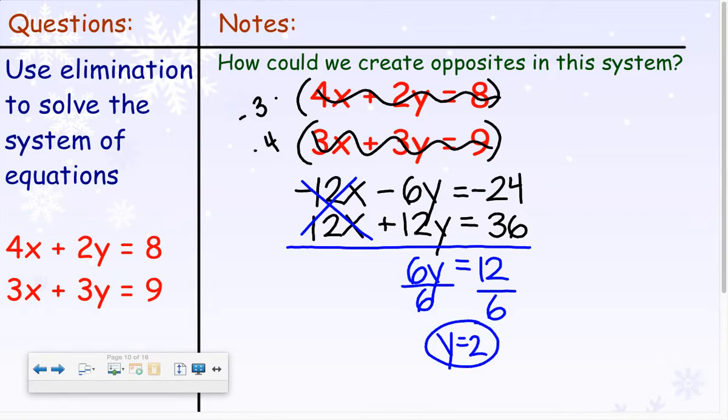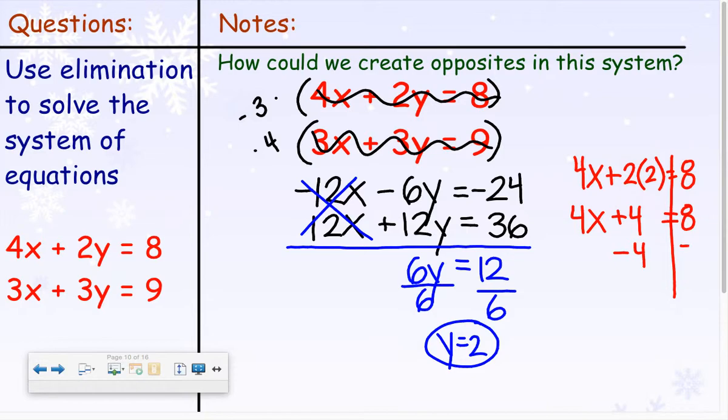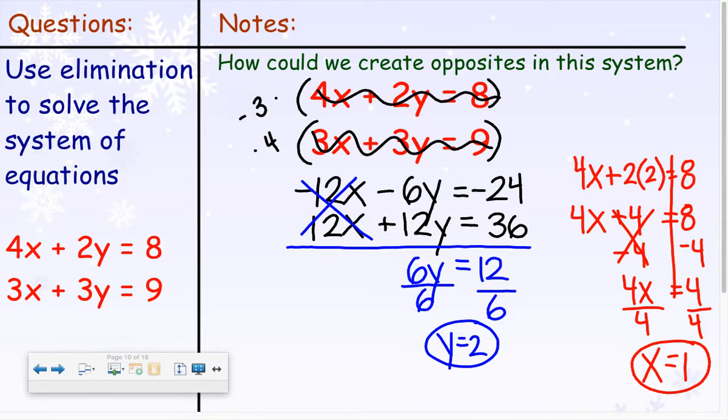Then I'm going to take 2 and plug it back into my top equation for y. So 4x plus 2 times 2 equals 8. 2 times 2 is 4. Minus 4 on both sides. Divide both sides by 4. And I have x equals 1. So my ordered pair is 1, 2.